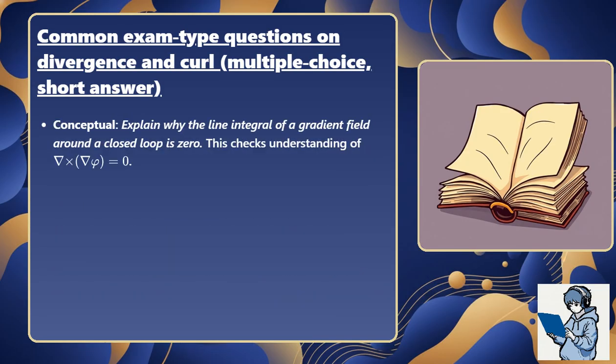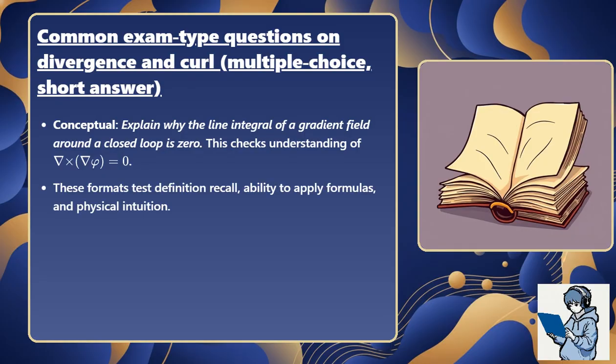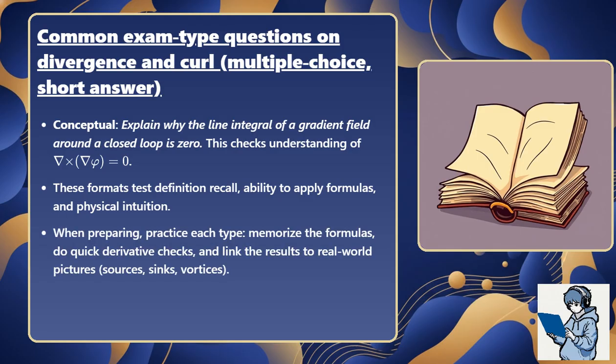Conceptual: explain why the line integral of a gradient field around a closed loop is 0. This checks understanding of the curl of the gradient of phi equals 0. These formats test definition recall, ability to apply formulas, and physical intuition. When preparing, practice each type. Memorize the formulas, do quick derivative checks, and link the results to real-world pictures of sources, sinks, vortices.